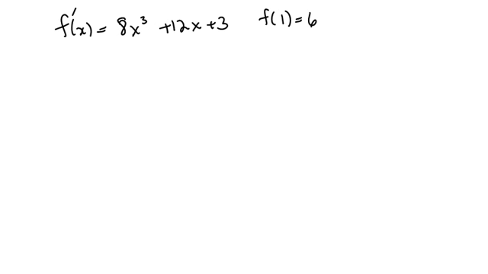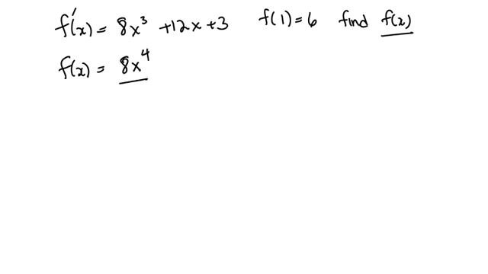So let's take a look at a function, the derivative of a function actually, 8x cubed plus 2x plus 3, and the question is to find the original function. So find f of x. That means I need to take the antiderivative, and I'm going to use the power rule in reverse.